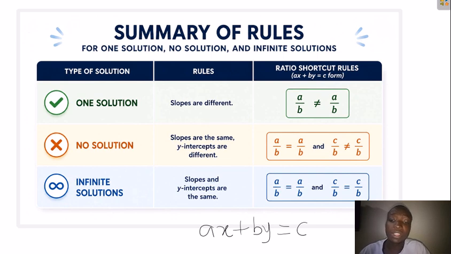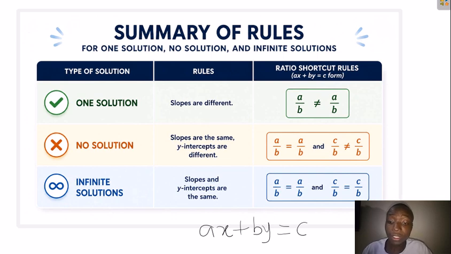Now the second case is where there is no solution. In this case, the slopes are the same, which means the lines are parallel. However, their intercepts are different. So how do you establish this when you're given an equation? If a over b for the first equation equals a over b for the second equation, you also need to check a second condition: c over b should not be equal to c over b. If these two conditions are satisfied, then for that system of equations, there is no solution.